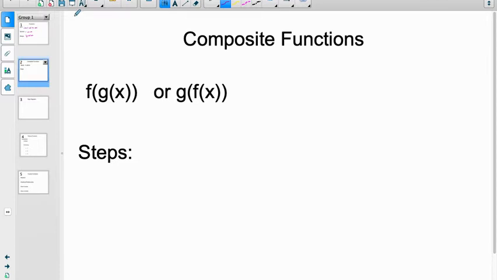Composite functions are when you have two different functions, f of x and g of x, or however they're named, and you're going to take one of them and plug it into the other. So the steps are to take whichever one. So f of g of x, we're taking g of x and plugging it into f of x.